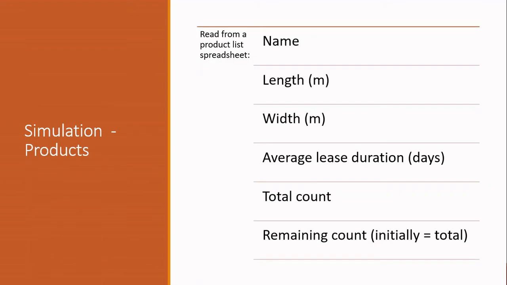The first components in the system are the products. These are read from a product list spreadsheet that we can modify to change your business's units and lockers. Every distinct type of product has a name, length and width in meters, average lease duration in days, the total number of these units, and the remaining count, which starts off at the total. By default, these values were calculated from the original dataset.